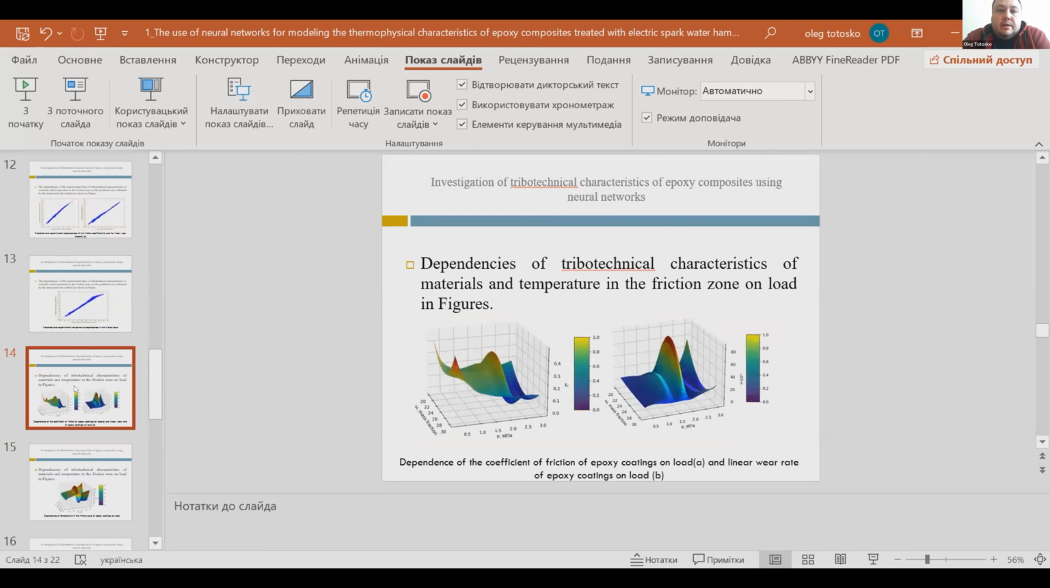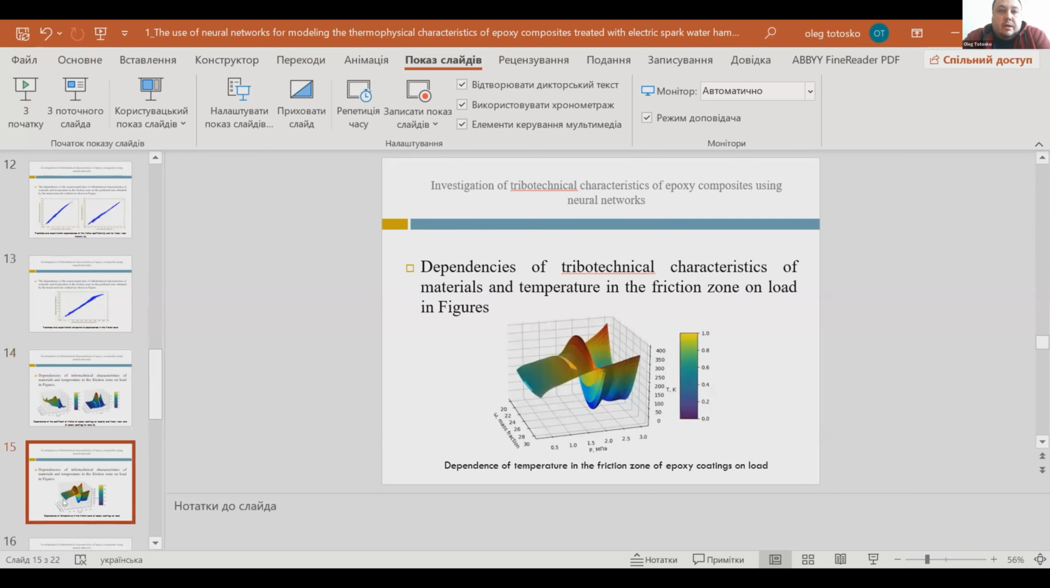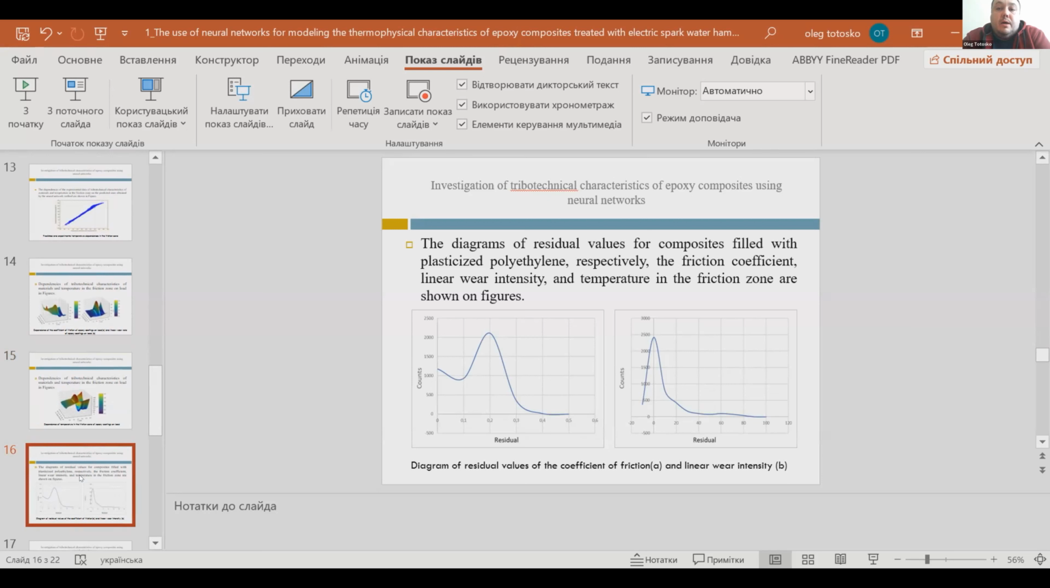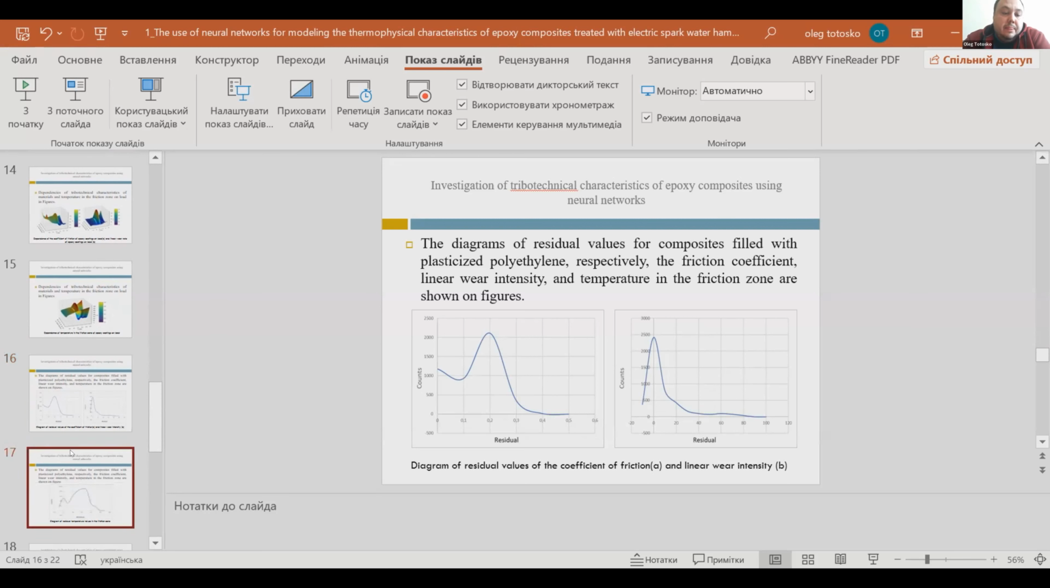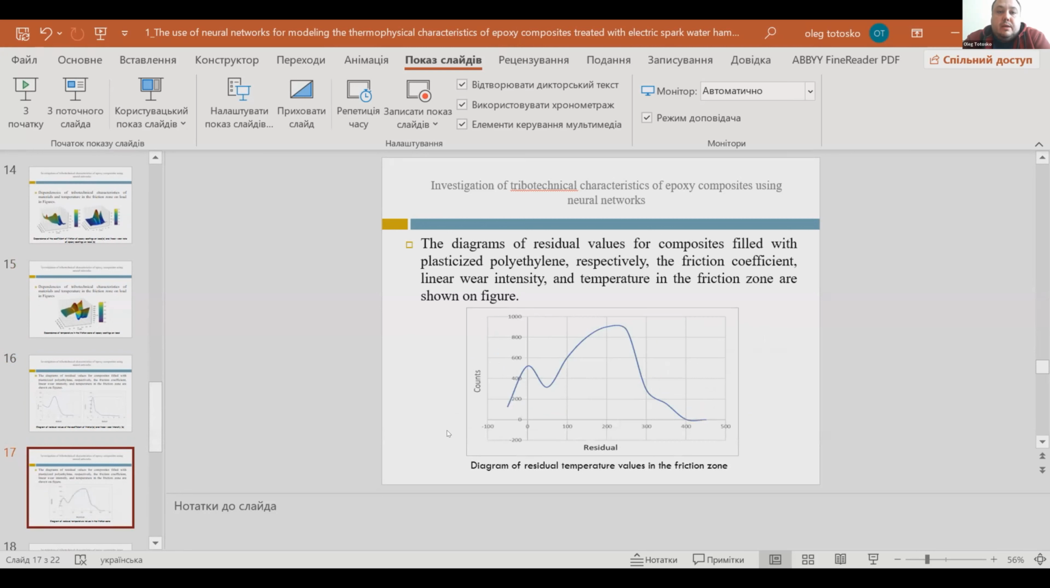We see here dependencies of tribotechnical characteristics of materials and temperature in the friction zone on load in the figure. Here we see the dependence of temperature in the friction zone of epoxy coating on load. On this slide, the diagrams of residual values of composites filled with plasticized polymer, respectively the friction coefficient, linear wear intensity, and temperature in the friction zone, are shown. Here we see the diagram of residual temperature values in the friction zone.